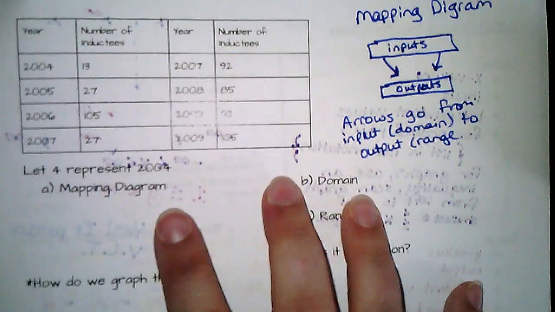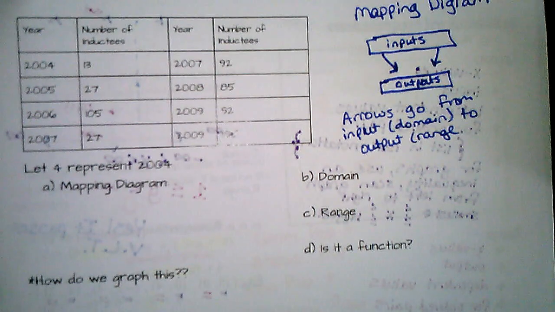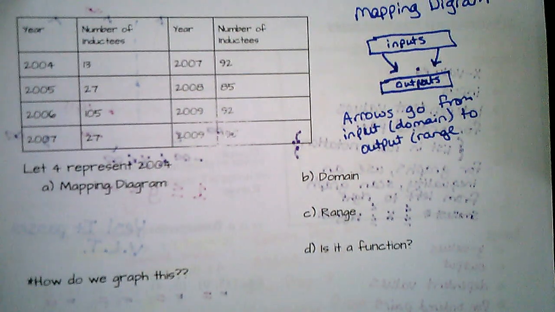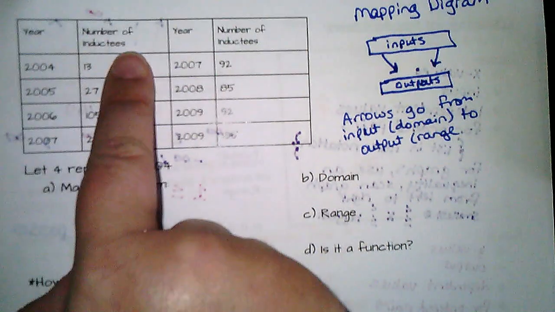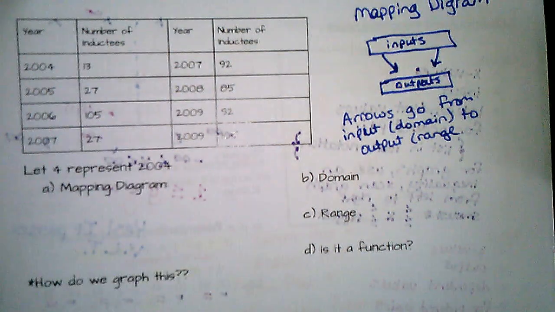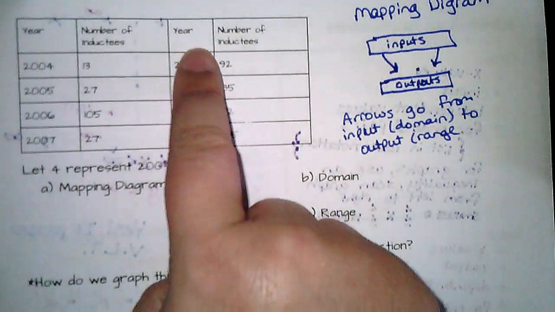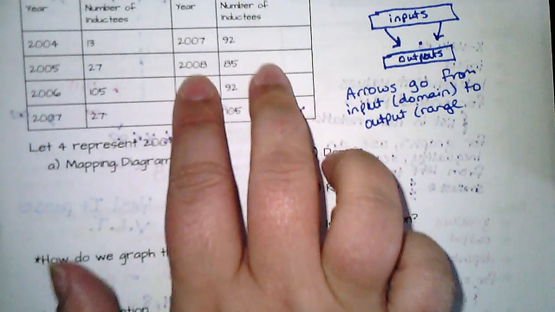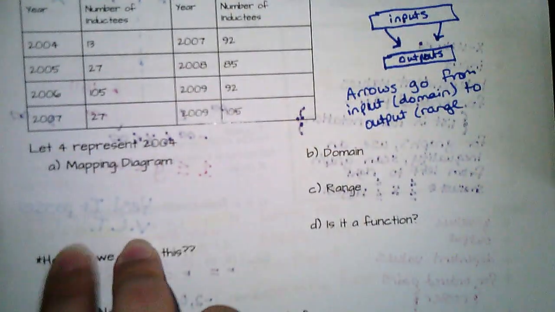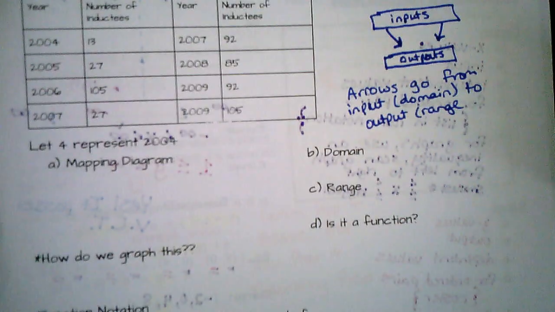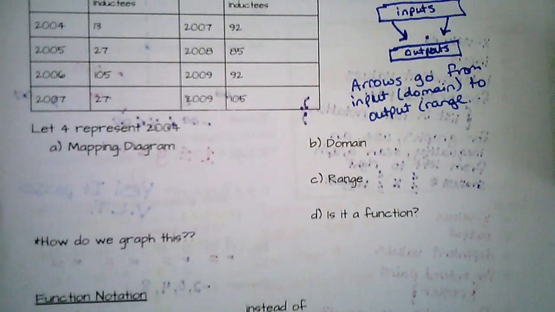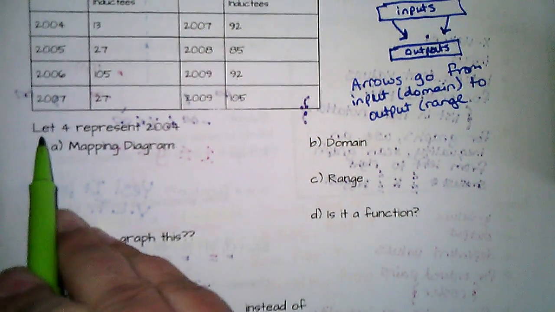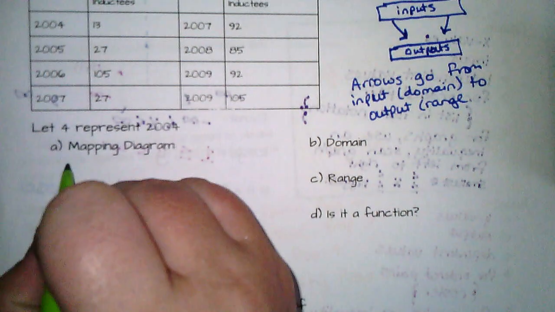All right, in this little table here, it's kind of confusing because it says years and number of inductees into, I don't know, Hall of Fame somewhere. But then again, it says year and number of inductees. These two columns really should be down here, but to save space, I threw them up there. Okay, because Math Excel has one like this. So let's make this a mapping diagram. So it says, let 4 represent 2004.